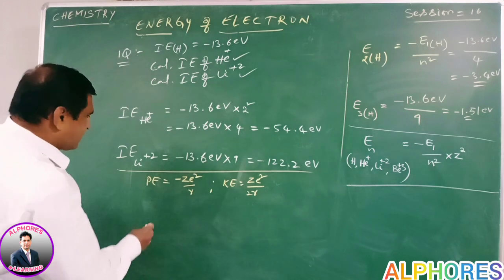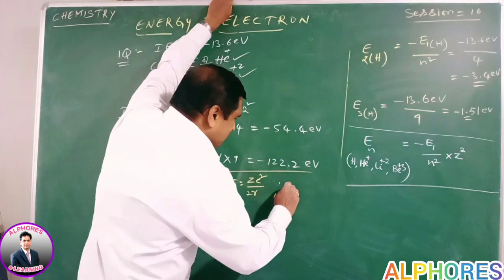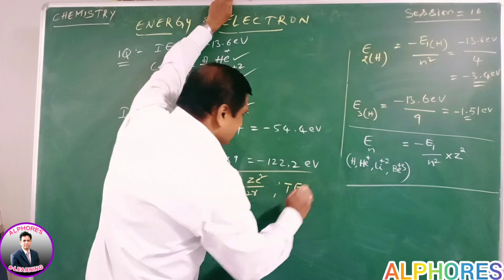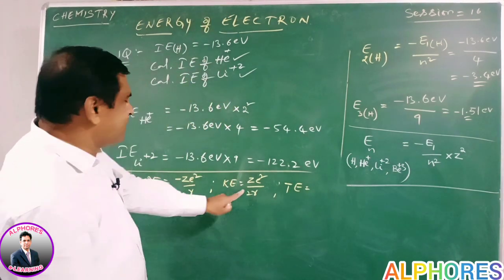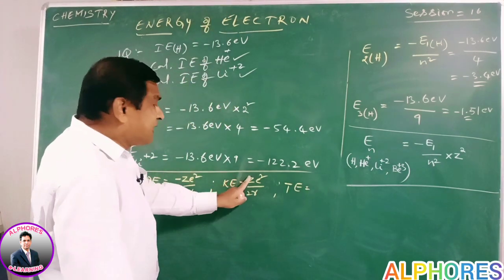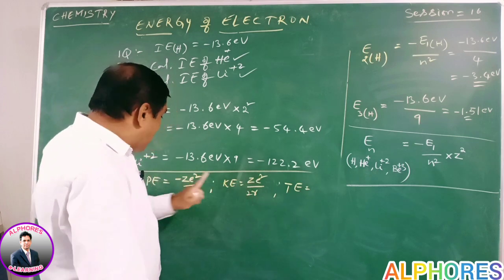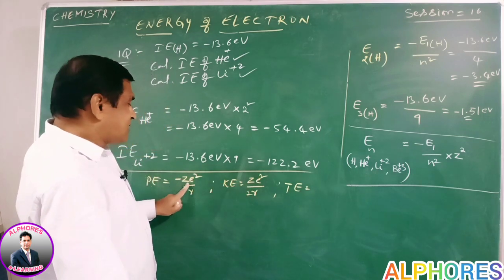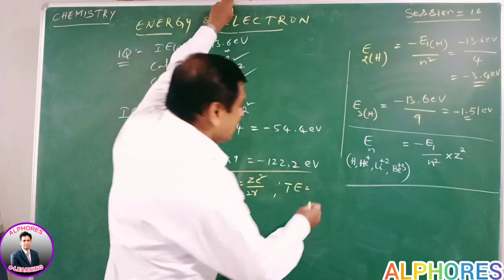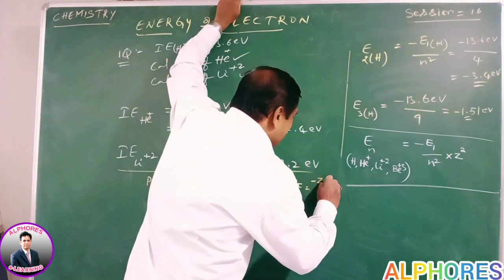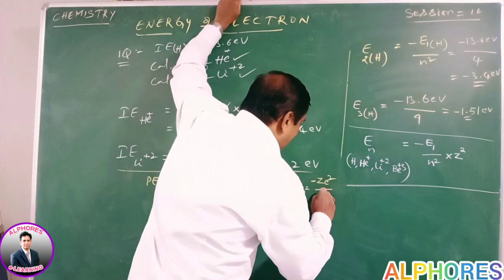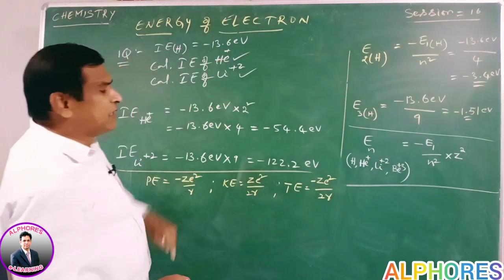So therefore the total energy is equal to the sum of the kinetic energy and potential energy. That means ZE square by 2R minus ZE square by R. That means minus ZE square by 2R. Okay, that is the total energy.